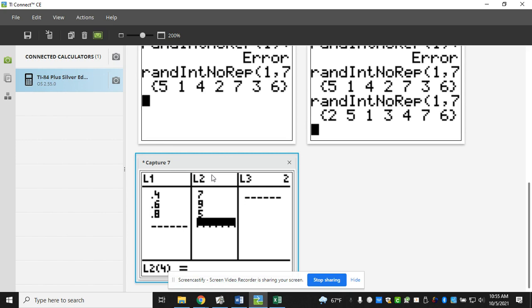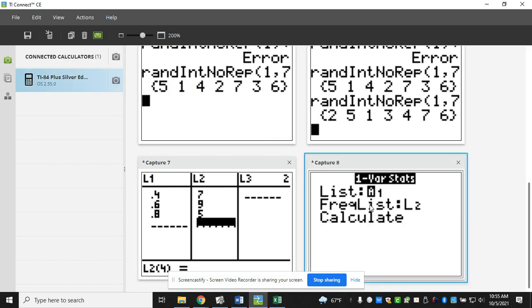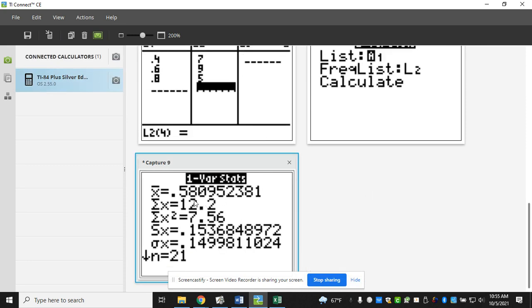So how do I use that to find the mean of my sample? Stat calc. And then I type in what here? List 1. And then my frequency list is list 2. So for my particular sample, I got a mean of 0.5806. But everybody should not be the exact same. Everybody should vary a little bit. So that first line, 0.5810 is what I got.